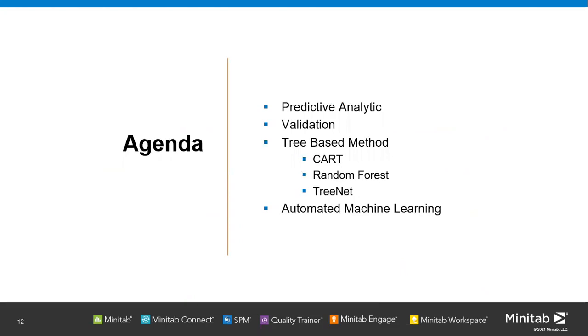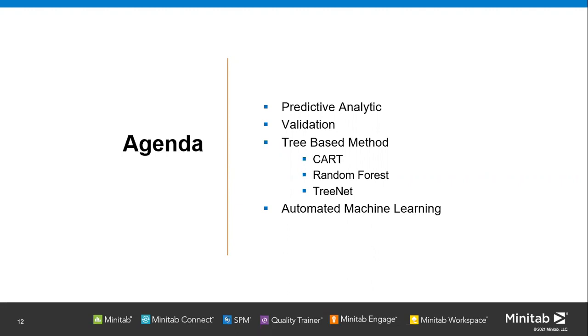Okay, so our agenda today focuses on predictive analytics. One of the important things we need to know is about validation. This validation is to see how good our models are, and we try to show how to run or use the tree-based method algorithm, starting with Minitab 19.